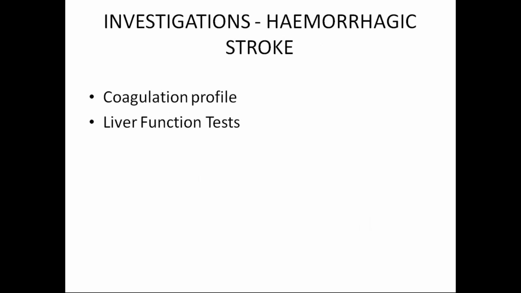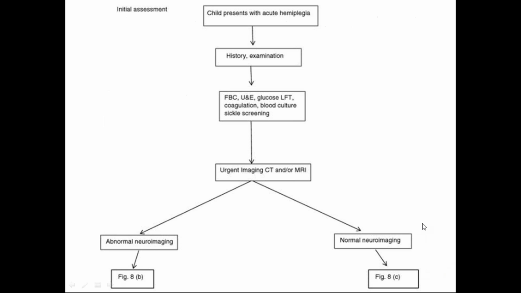Now coming to the cause for hemiplegia, if it is hemorrhagic stroke, how do you investigate? It's the same thing, right? Coagulation profile and liver function test. Why liver? It is because all your coagulation factors get formed in your liver.